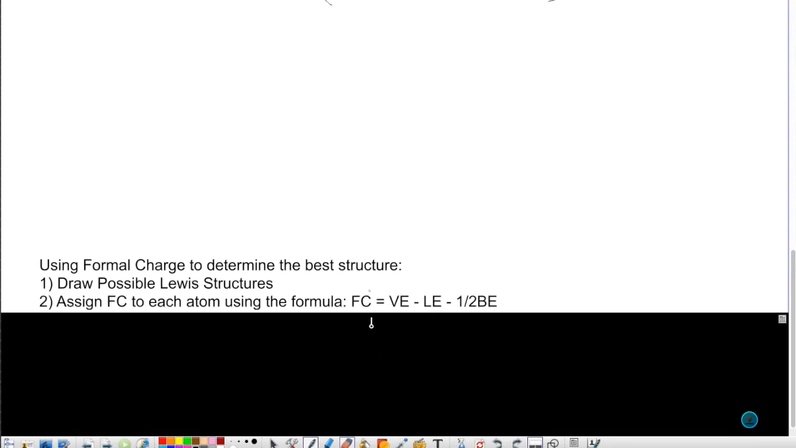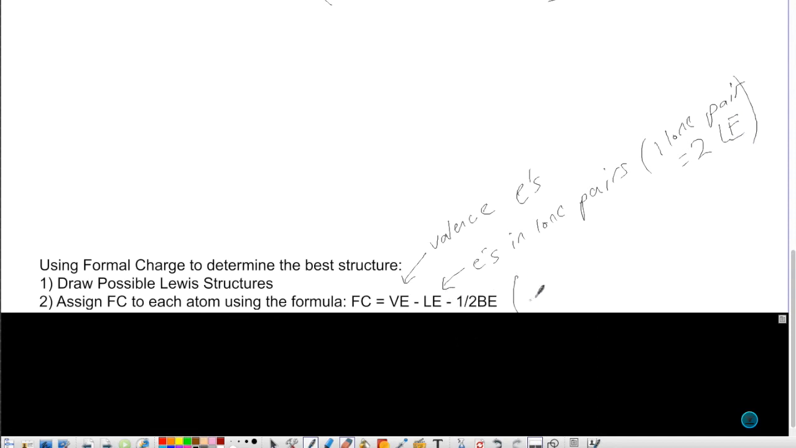Okay, assign formal charge to each using the formula: formal charge equals VE minus LE minus 1/2 BE. So this VE, hopefully you could guess, is valence electrons. LE is electrons in lone pairs. One thing that's important to keep in mind here is that one lone pair equals 2 for the LE, 2 lone electrons. Okay? And then minus 1/2 BE, so this is electrons in bonded pairs.